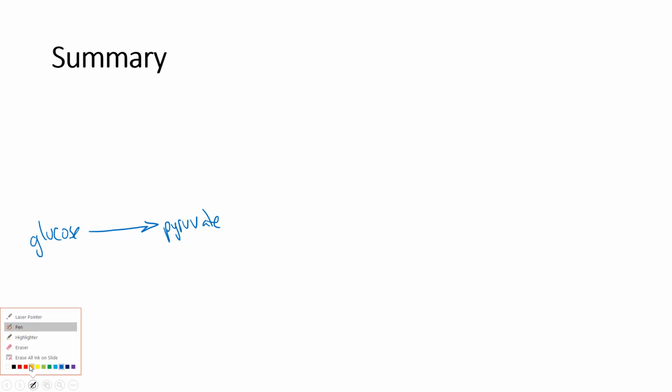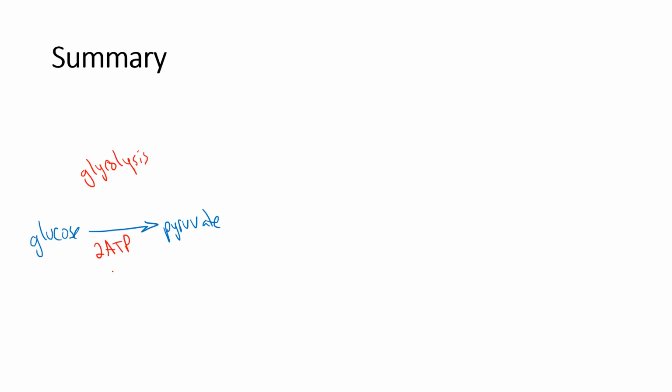Well, I should say we start with glucose. So let me just start over here, and I'm going to change my color. So we start with glucose. Glucose is converted to pyruvate, and that process is glycolysis. It takes place outside of the mitochondria and produces a net of 2 ATP, and it produces some NADH.